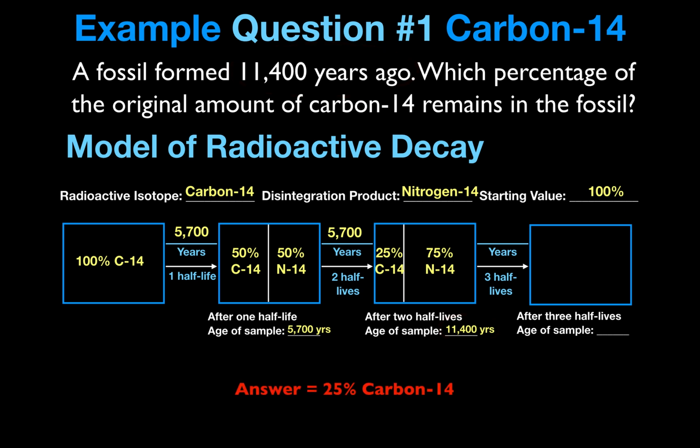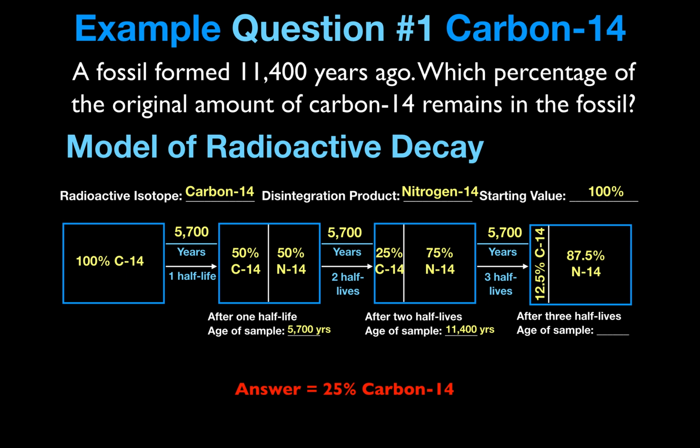So we just answered the question, but we're not done with the model yet. So I want to show you how to fill out the rest of the model just in case it's useful for questions in the future. So now that we have 25% carbon-14 and another 5,700 years goes by, that 25% carbon-14 is going to be cut in half to 12.5% carbon-14, and the remaining sample is going to have 87.5% nitrogen-14.